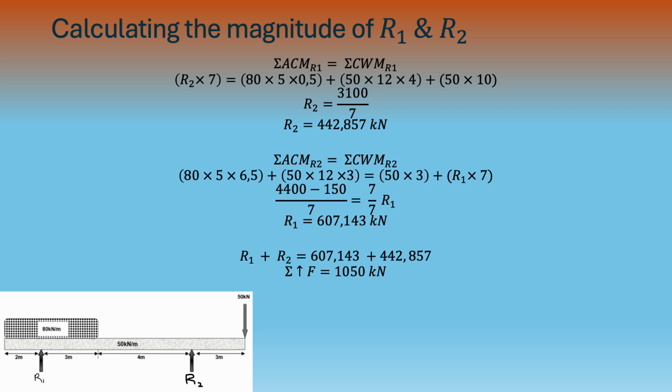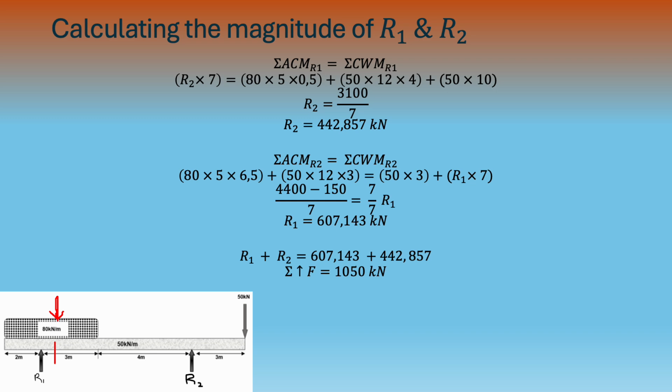Now, when we calculate R1 and R2, for the first one, we're going to look at the anti-clockwise moments about R1. We have the first one, which is our total, which comes from 80 multiplied by 5. So that will be the first one. 80 multiplied by 5 will be 0.5 meters away from R1.